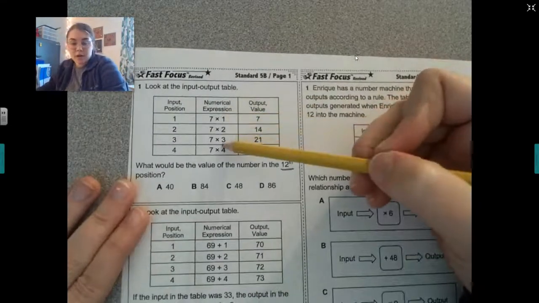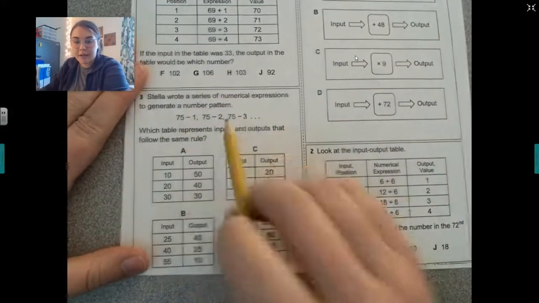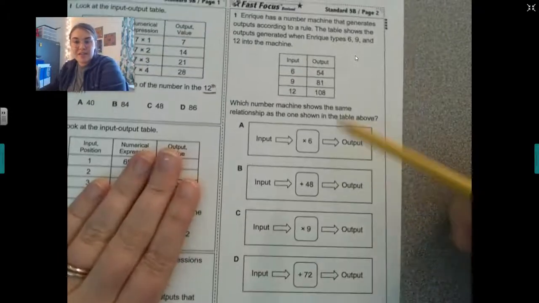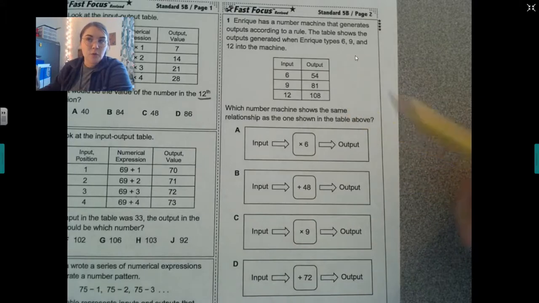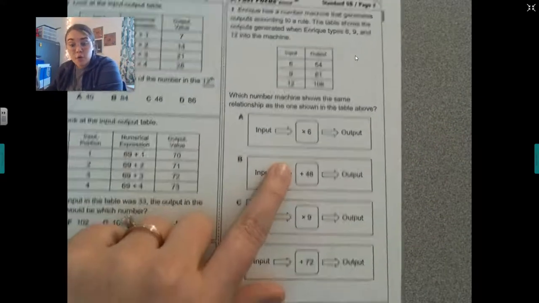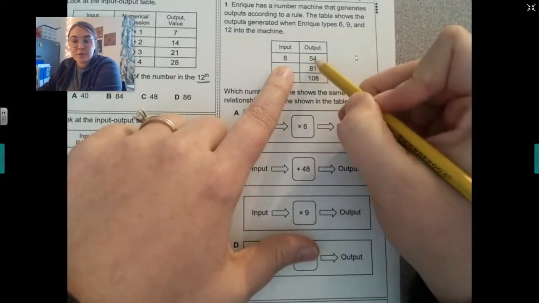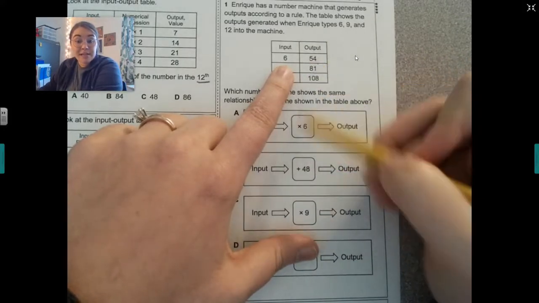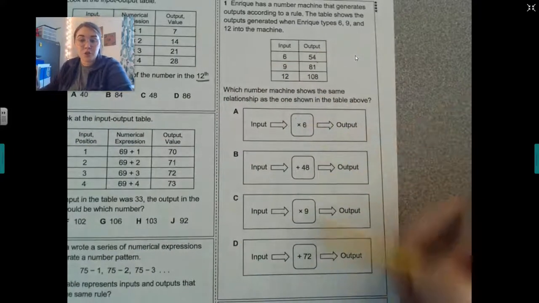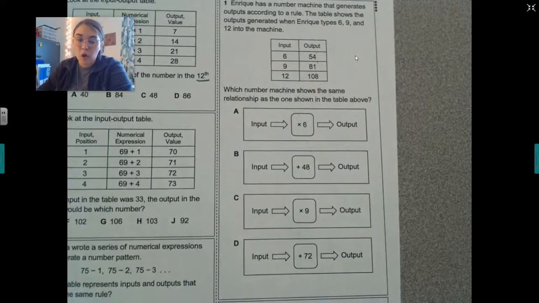On your assignment today, they have ones that give you the numerical expression. They have one that gives you the pattern, the number pattern, another numerical expression, and then they have this one. Guys, do not let this fool you. It is looking for your rule. So does 6 times 6 give you 54? No. Does 6 plus 48 give you 54? 6 times 9. Which one of these is your rule? Which one makes sense with all 3 of these values? Don't let this confuse you.